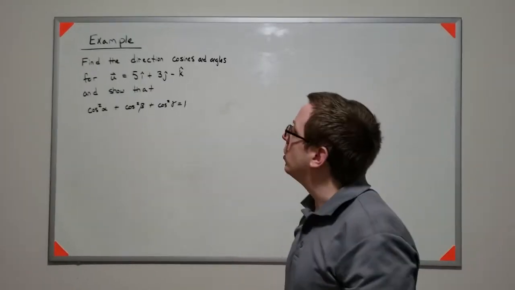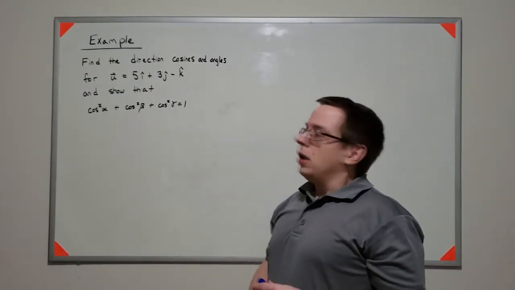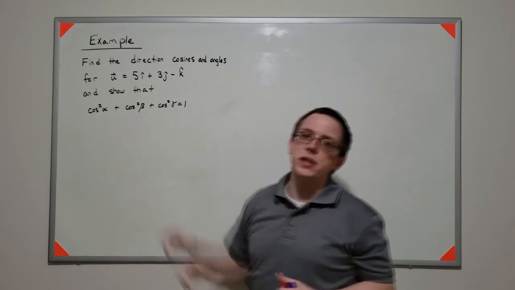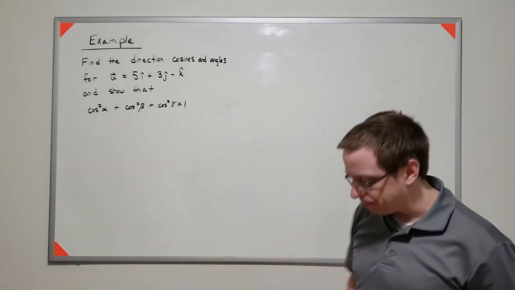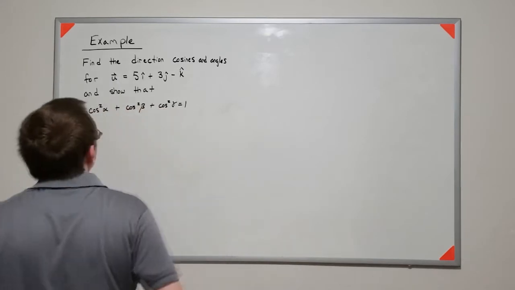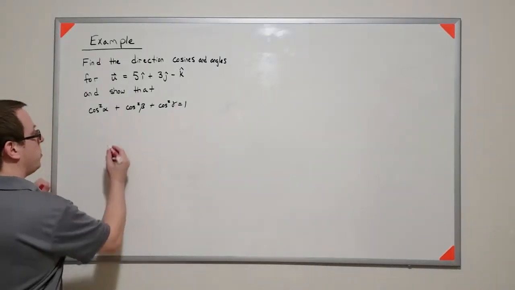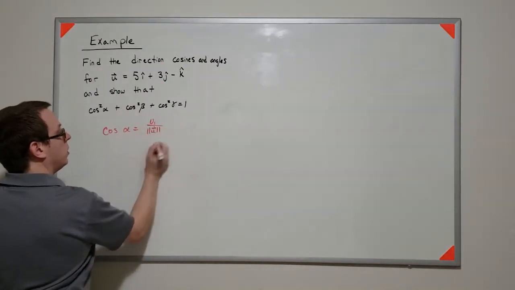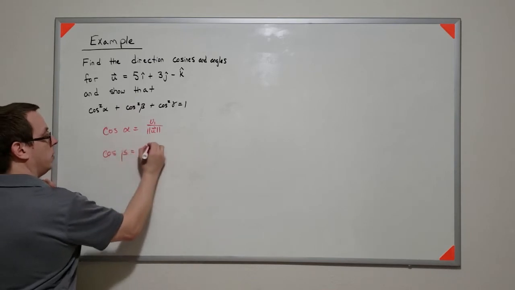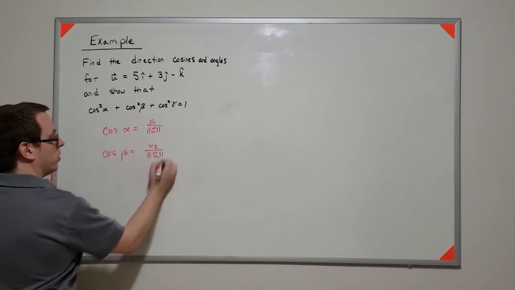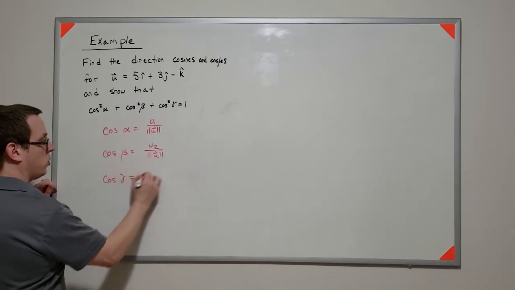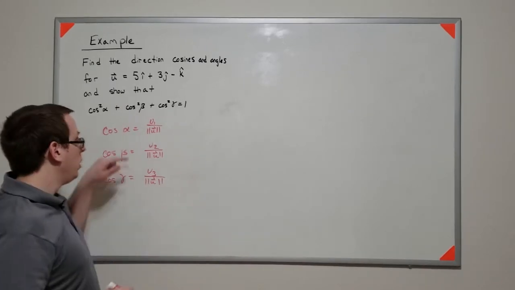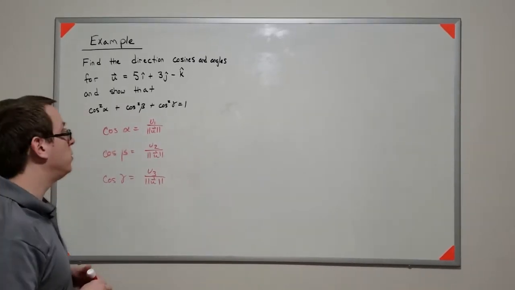So let's do an example of direction cosines since we're already here. Let's find those angles and show that we can satisfy that equality. Remember that the relationship is cosine of alpha is u1 over its magnitude, cosine beta is u2 over its magnitude, and cosine gamma is u3 over u's magnitude. So clearly the first thing we need to do is get u's magnitude.